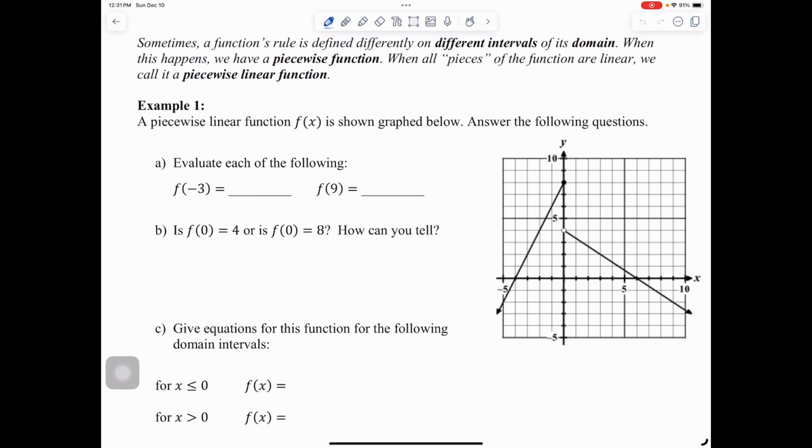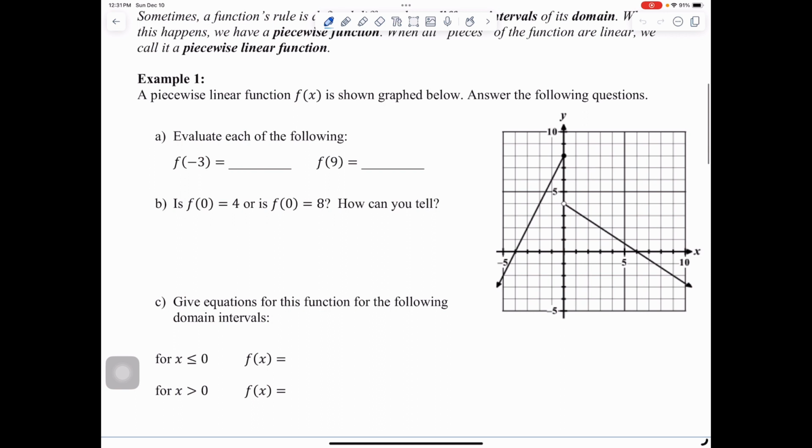So in our first example, let's take a look at the graph that's already been created for us of a piecewise function. It says a piecewise linear function f of x is shown graphed below. Answer the following questions. So in part A, they'd like us to evaluate each of the following. Let's find f of -3. Since -3 is in the parentheses, that's an input, which means our x value is -3. So I go to the graph, I find an x value of -3. I see this coordinate at (-3, 2). So my output here is 2.